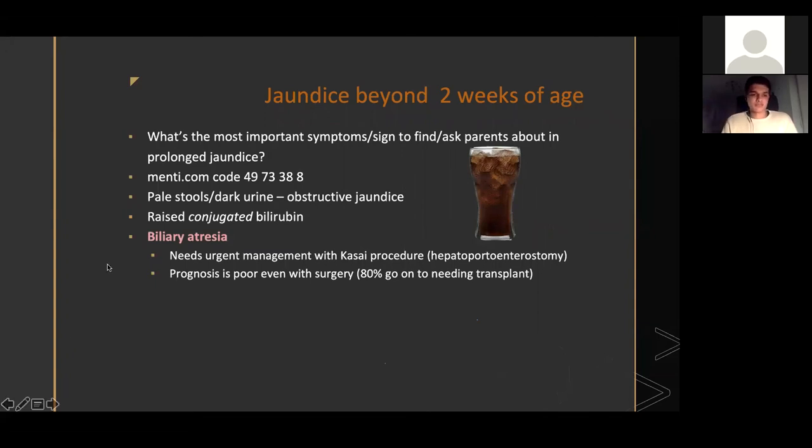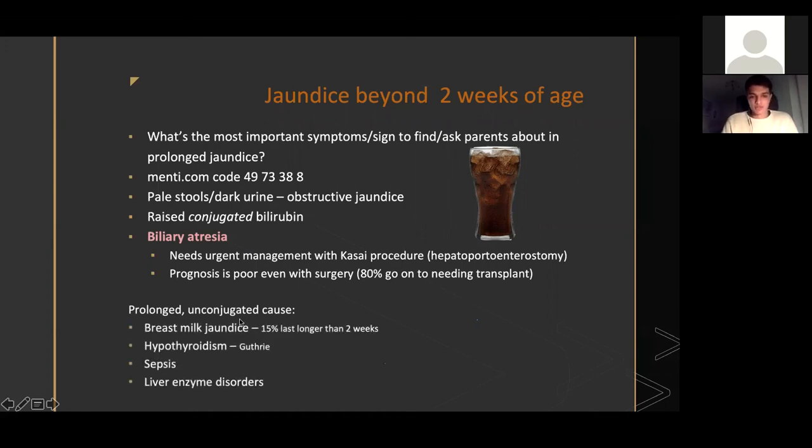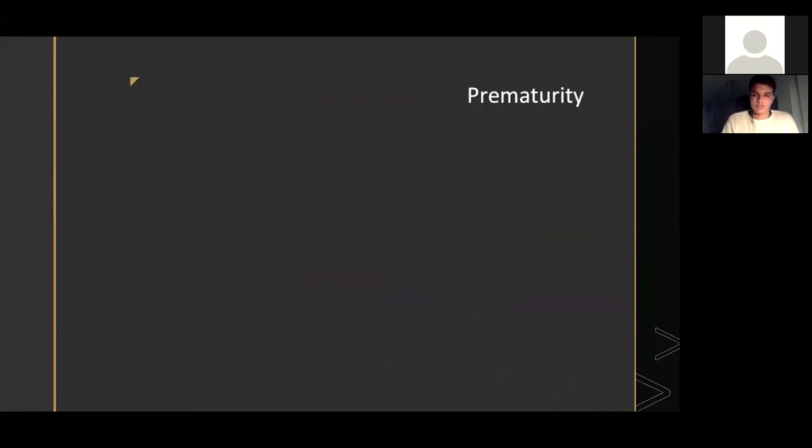Okay. So prolonged unconjugated causes, right? So that's conjugated. Breast milk jaundice, so 15% can last longer than 2 weeks. All right. Hypothyroidism, so that will usually get picked up on a Guthrie heel prick test, but you need to still be careful. So ask thyroid questions and see whether there's any family history. Sepsis, again, like I said, sepsis at any point can cause jaundice, and liver enzyme disorders, again, Crigler-Najjar and Gilbert's, okay?